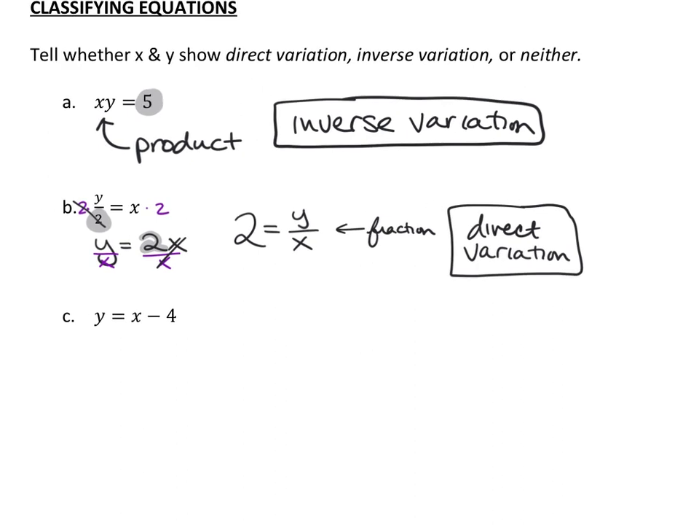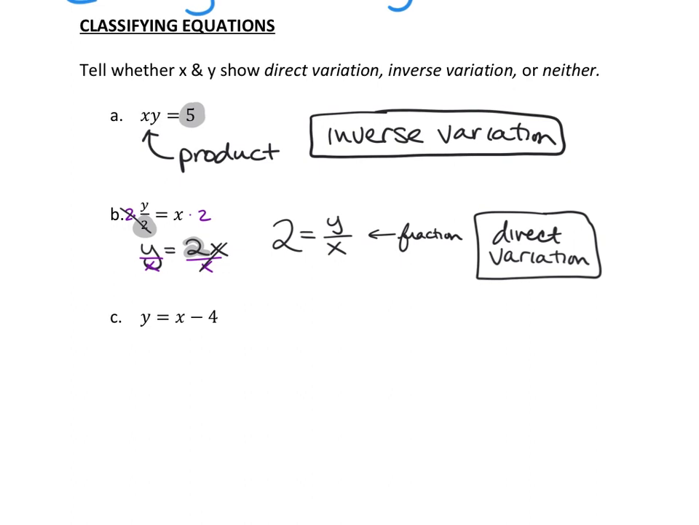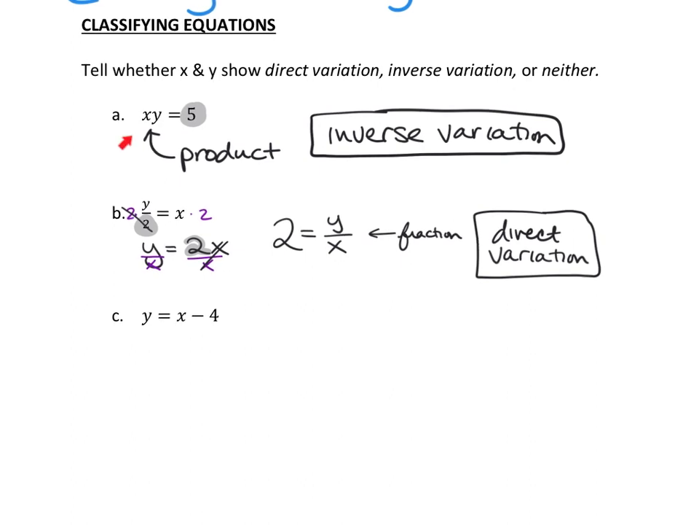So the difference in these two problems that you're seeing on the screen right now is that in the first one, when the number was isolated, the x and y were right next to each other, multiplied together. When that happens, it's called inverse. When we solved the other equation where it says 2 equals, so the number just straight up by itself, we had a fraction. So we call that direct variation. So product means inverse, quotient means direct.